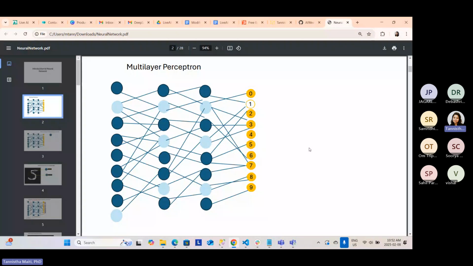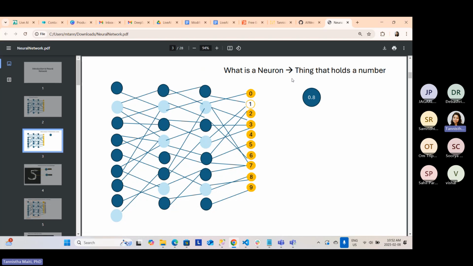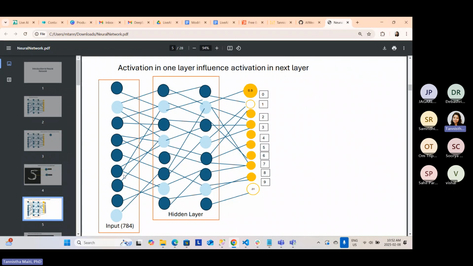So here you have 784 neurons. All these circles represent a neuron. So what is a neuron? In basic terms, we will just call a neuron a thing that holds a number. It will hold a number between 0 and 1. So all those pixels now become my input of 784.